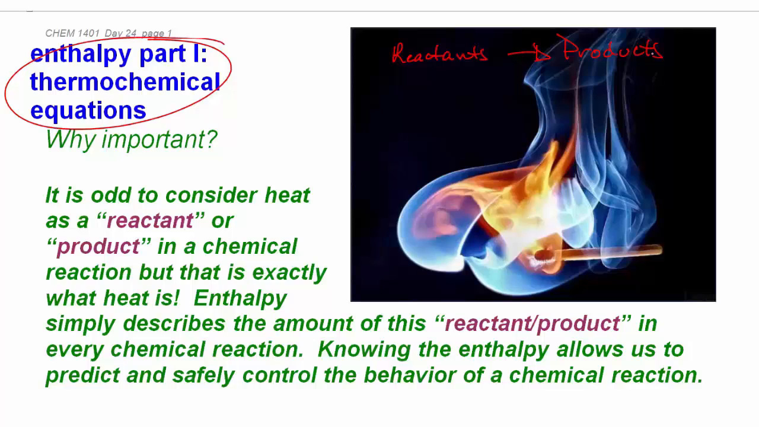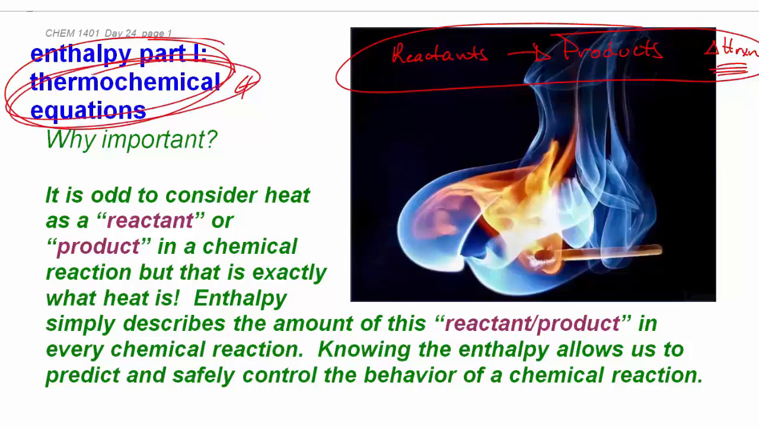So what do you do with this heat? Well, we're going to treat heat as a reactant or a product. So to make a reaction a thermochemical equation, all we do is add a delta H, an enthalpy of the reaction. So if we have a chemical equation along with a delta H listed, all of a sudden it becomes a thermochemical equation.